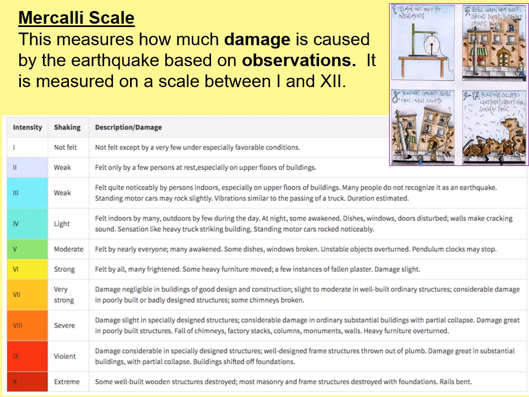So we have 1 where the shaking is not actually physically felt and we would have no damage whatsoever, to 10 of extreme shaking, resulting in some well-built wooden structures being destroyed, masonry and frame structures destroyed with foundations, and rails bent. So that might have been similar to the picture I showed you earlier about the railway, where they'd actually bent the lines there.